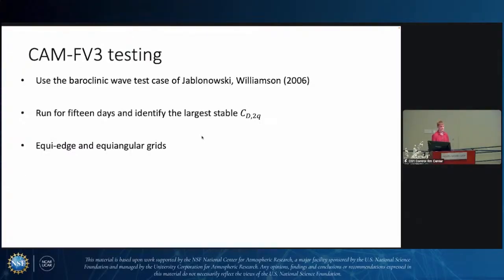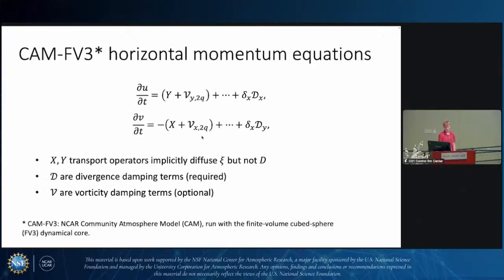Then I looked at testing these derived coefficients in CAM-FE3, just looking at the baroclinic wave test, running this for 15 days, and seeing what was the largest value of divergence damping I could use before things blew up, and comparing the equiangular and equi-edge grids. In CAM-FE3, the diffusion terms that we're interested in are shown here. Here are the horizontal momentum equations. We have transport operators, which actually have some diffusion in them. We have vorticity damping terms here, and then we have divergence damping, which I'll look at first.